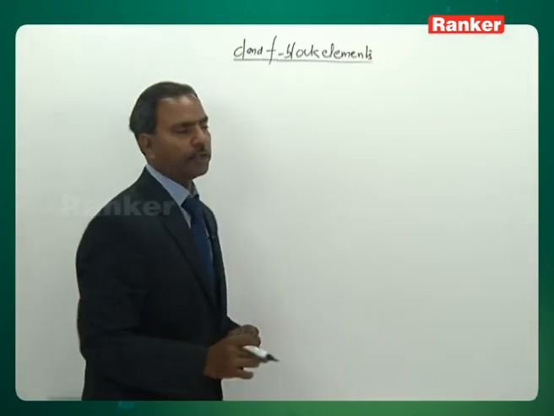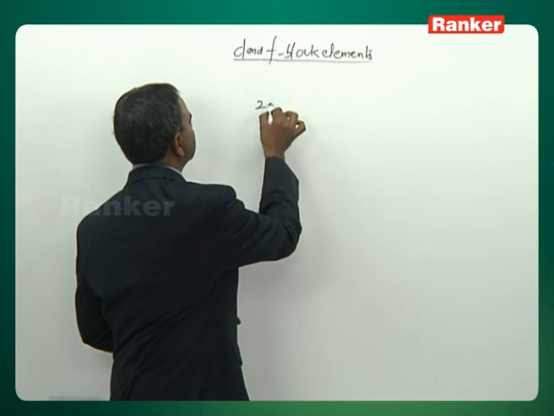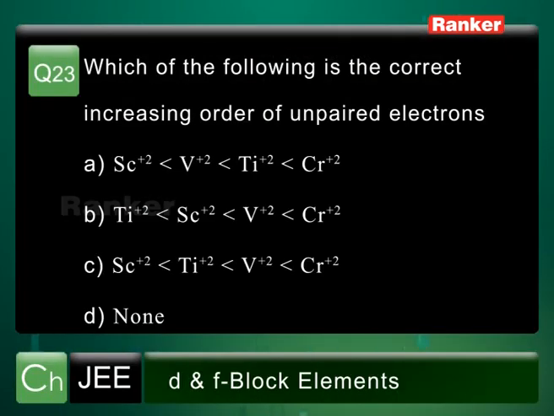Coming to question number 23. Which of the following is the correct increasing order of unpaired electrons? Yes, before this also this type of question has come. Wherever such a question appears, take the ions first. See the unpaired electrons in the following. Then you go for the options. If you directly go and check the answers, there is a little bit of confusion.